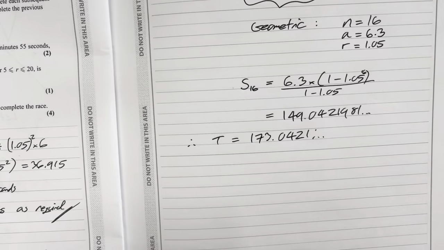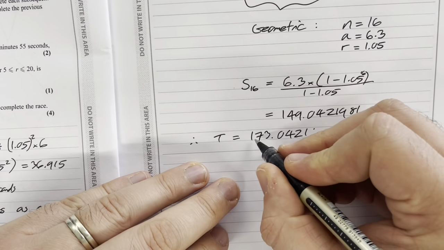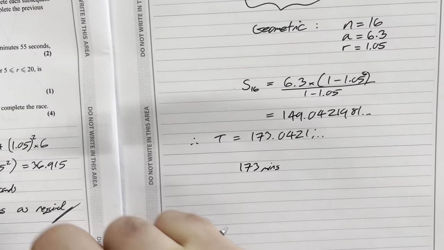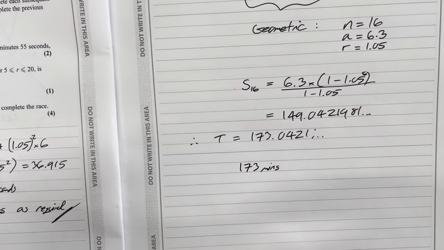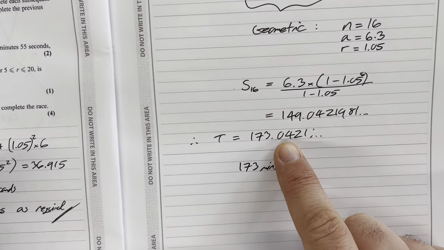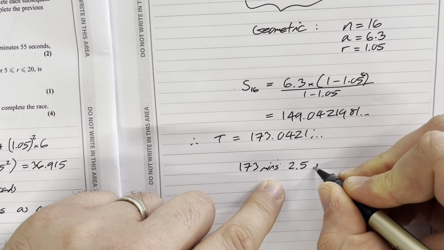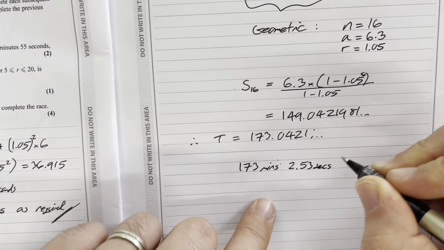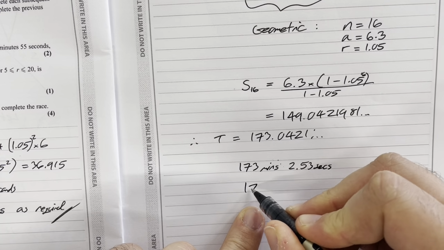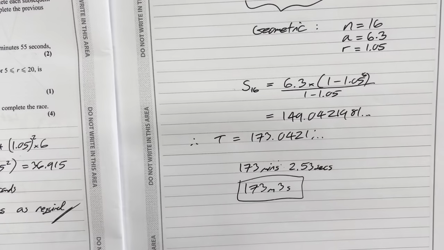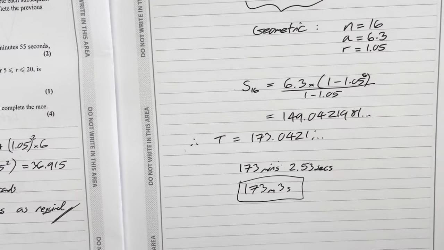So we need to convert that into minutes and seconds. That's 173 complete minutes. If I subtract 173, that leaves me with a portion of a minute. Times it by 60 to give how many seconds that is. It is 2.53. So therefore 173 minutes and 3 seconds would be the answer.